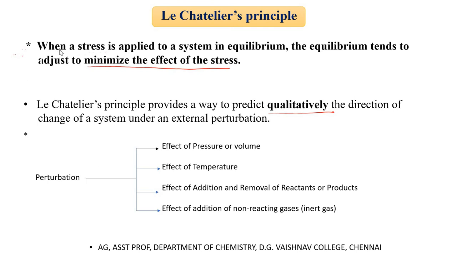I told you in the last lecture, what is Le Chatelier's principle basically? When a stress is applied, stress means effect, external perturbation, to a system in equilibrium, the equilibrium tends to adjust to minimize the effect of the stress. So if you apply some external perturbation on an equilibrium reaction, the equilibrium reaction will try to adjust itself to minimize the effect of the perturbation. This is what we call Le Chatelier's principle.